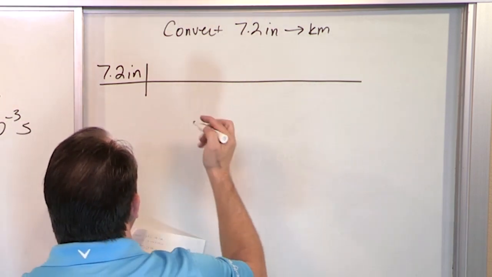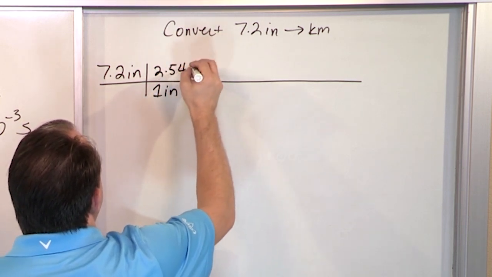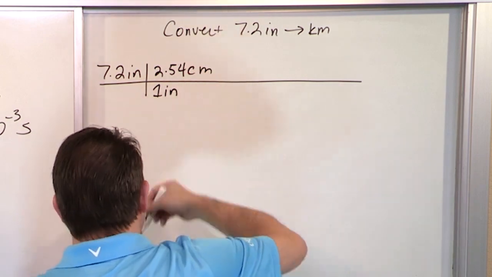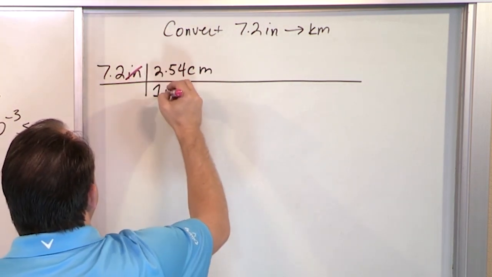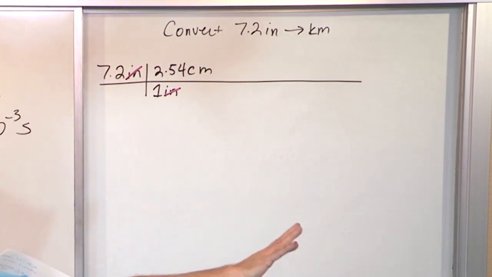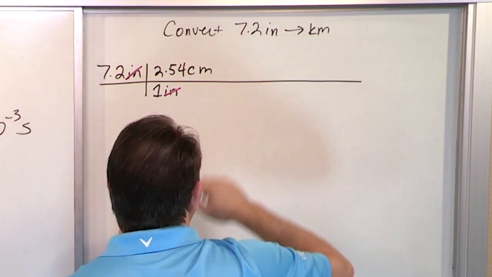The only way that I can convert there is to write it like this. 1 inch is 2.54 centimeters. If I flipped it upside down, I would get no cancellation, so it has to be written like this. So inches cancels with inches. If I just stopped the calculation here and multiplied these things, I would get centimeters. But I don't want centimeters, I want kilometers.